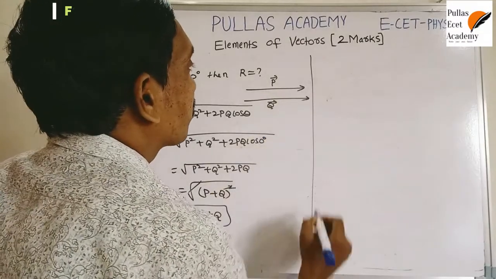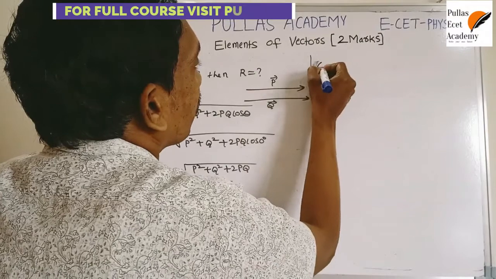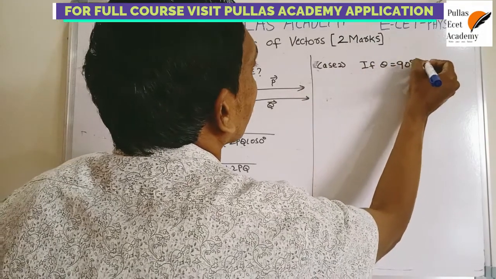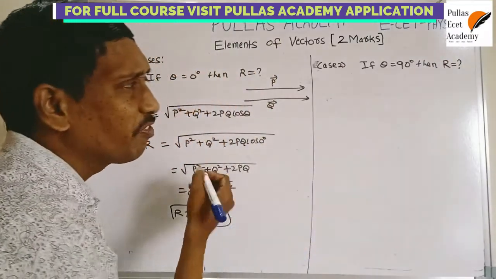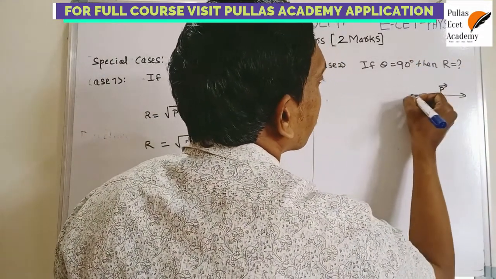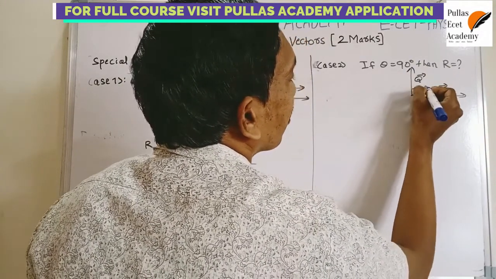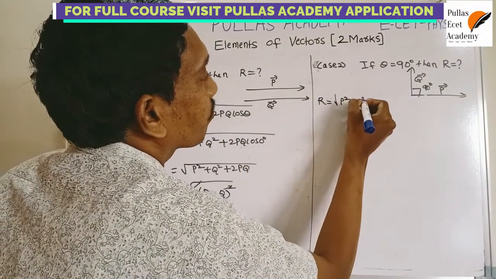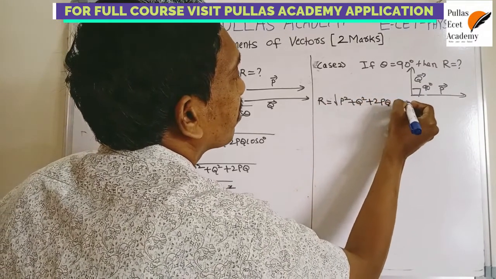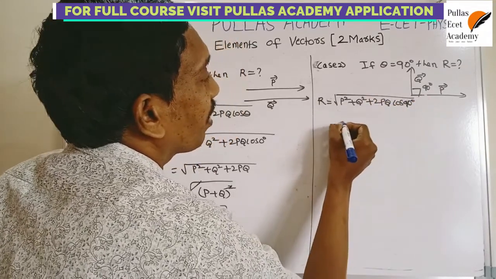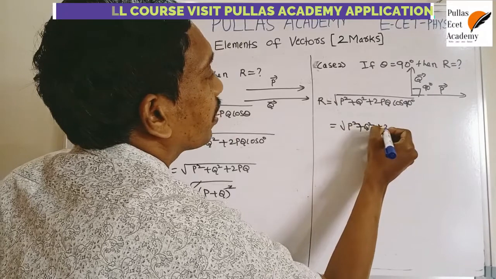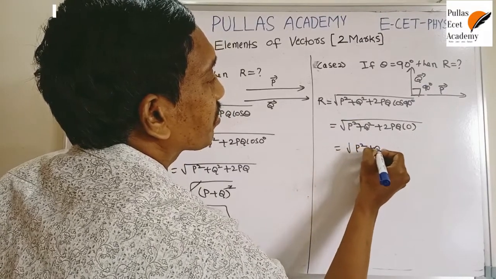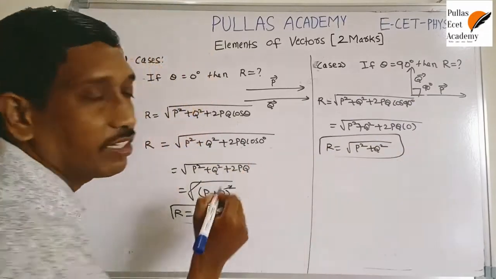Okay, right. Next, the second one is case 2. If the angle between two vectors is 90 degrees, if theta is equal to 90 degrees, then what is R? Same formula. 90 degrees means suppose this is the P bar vector and this is the Q bar vector, and the angle is 90 degrees. If you substitute in the same formula, R is equal to the square root of P square plus Q square plus 2PQ into cos 90 degrees. Cos 90 degrees is 0, and 0 into anything is 0. So the final expression is the square root of P square plus Q square.